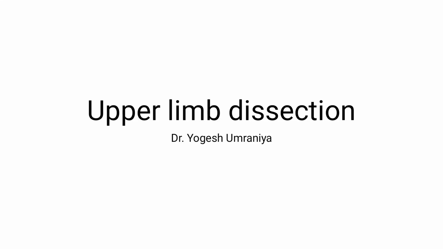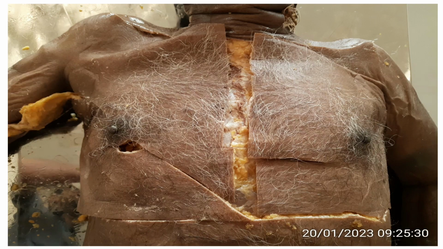So in the upper limb dissection, today we will see the dissection of the pectoral region. In this, first we will see the various landmarks, and then according to the landmarks we will put the incisions and see the four main structures, that is the pectoralis major, pectoralis minor muscles, and medial and the lateral pectoral nerves. So here you can see that the incision is already given here.